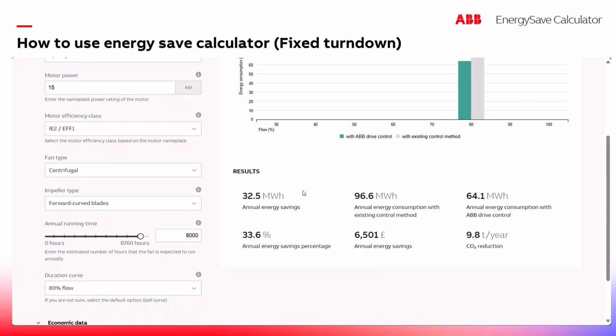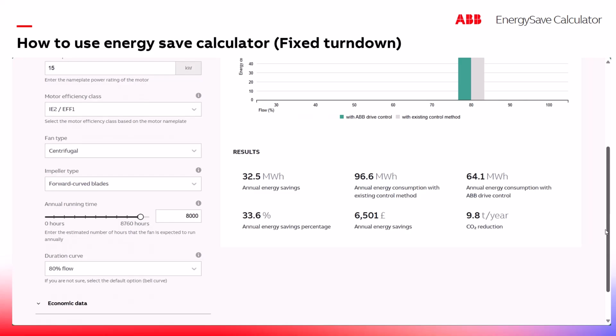Below it shows you the results. 32.5 megawatt hours annual energy saving; 96.6 would be the annual energy consumption with the existing control method. The annual energy consumption with ABB drive control is 64.1, so as you can see there, you just take 64 from 96 and you'll get 32.5. Annual energy savings percentage, 33.6, quite high.